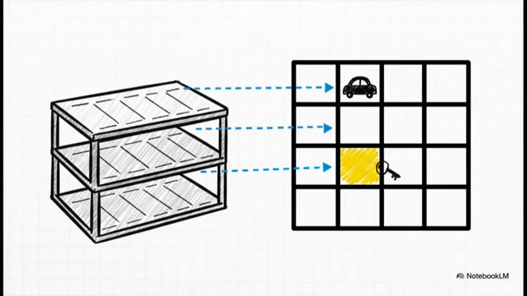And this is where it gets cool. We can use what's called a two-dimensional array to create a perfect digital map of our parking garage. Let's say our garage has 3 floors, and each floor has 5 slots. Well, we can just create a 3x5 array to represent that. And just like that, every single parking spot now has its own unique address in our system.